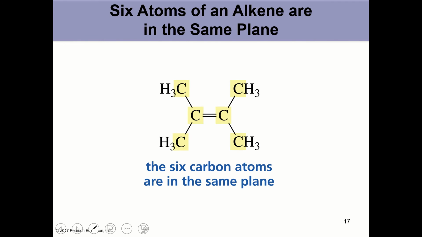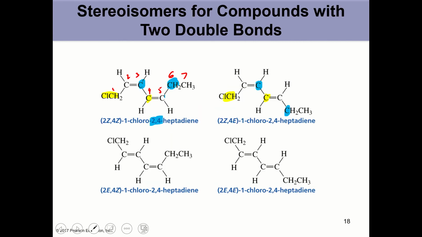So, stressing that 6 atoms of an alkene are in the same plane. The 6 carbon atoms highlighted are in the same plane. And you need to be aware of that and aware of how the molecule will look in a 3-dimensional space. Compounds with 2 double bonds have stereoisomers. They may have 2 stereoisomers if both double bonds have EZ designations.